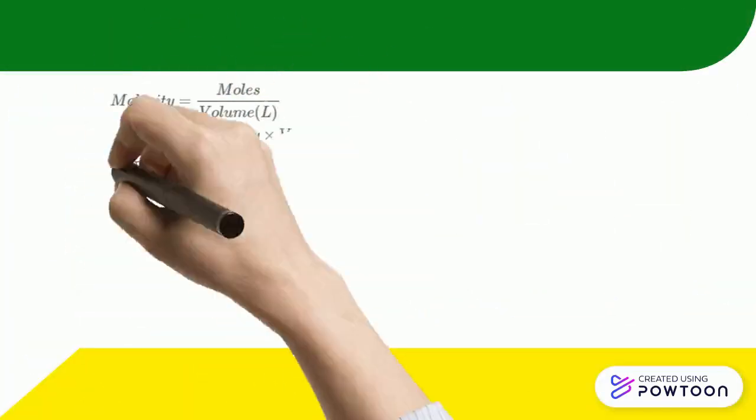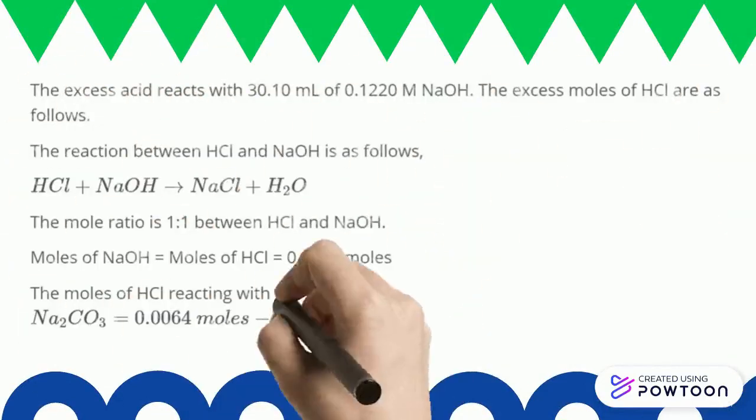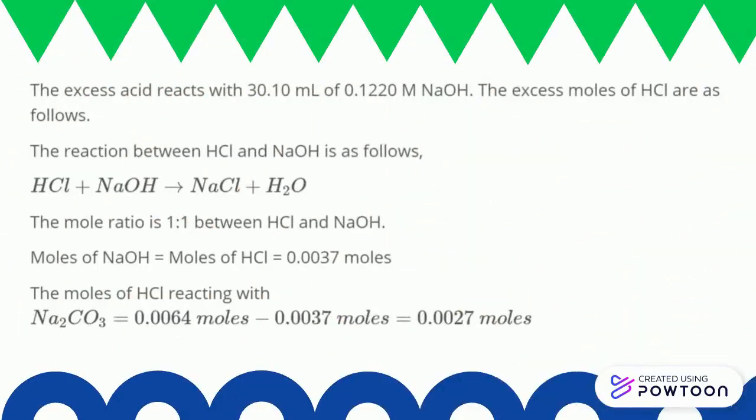By using the molarity formula, we can get the moles of hydrochloric acid and moles of sodium hydroxide by multiplying the molarity with the volume. So, we can get the moles of hydrochloric acid is equal to 0.0064 moles and sodium hydroxide is equal to 0.0037 moles. Then, we calculate the mole reaction for complete neutralization.